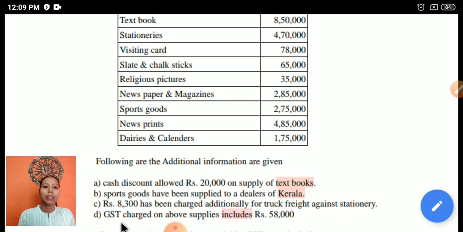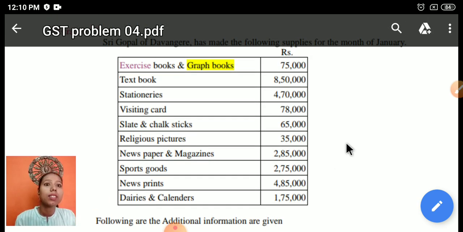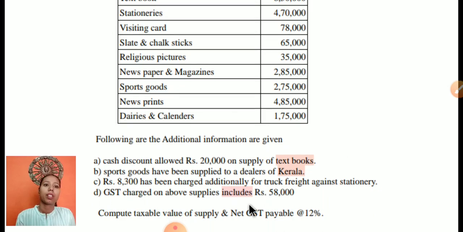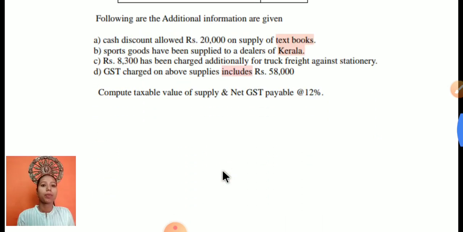Now GST charged on above supply includes. Look at the word. It includes. In this item the GST is included. We need only a taxable value and after that we calculate the GST. But here the GST is already included. We want to first exclude it, and after that we analyze the taxable value, and on the taxable value we apply the GST rate. Here the GST rate is 12%. Okay, now come to the calculation.